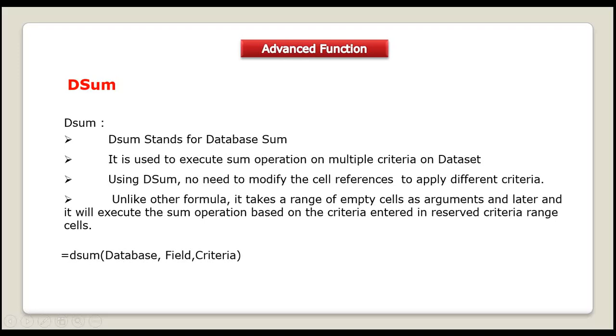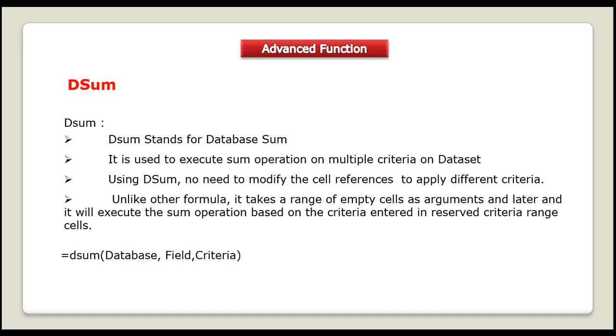Okay, so normally we have SumIf and SumIfs. They can perform single criteria or multi-criteria. But DSum works just like SumIfs. But what is the main difference between DSum and SumIfs? In SumIfs, each and every time you want to change the criteria, you have to edit the function, right? But here in DSum, no need to edit the function.